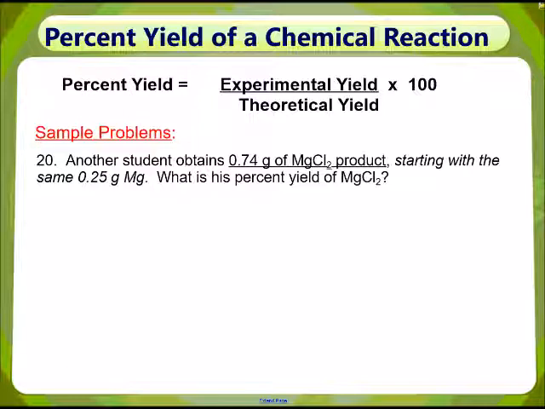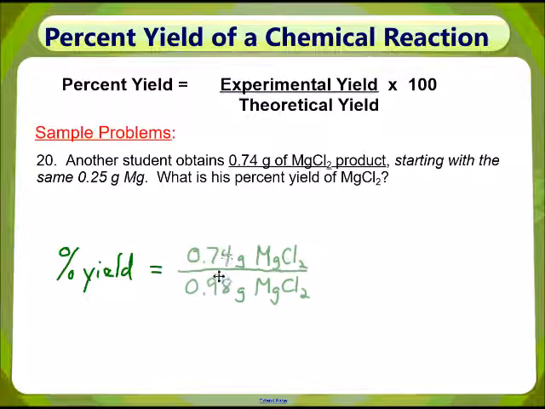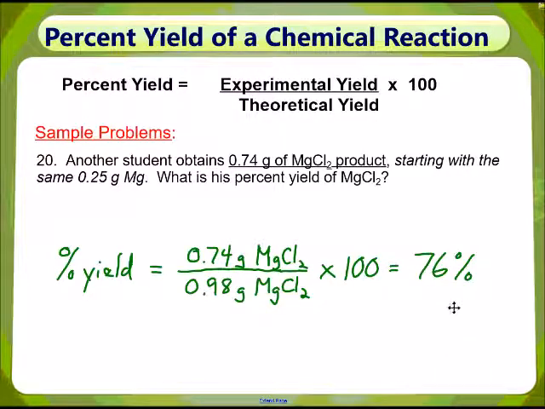Now, another student obtained 0.74 grams of magnesium chloride, and he started with the same 0.25 grams of magnesium. What would his percent yield be? Let's find out. So percent yield is experimental, this is what he got in his lab, divided by the theoretical. So the most he possibly could have gotten was 0.98 grams. We multiply that times 100, and his percent yield was 76%. Now, this one's not as good.